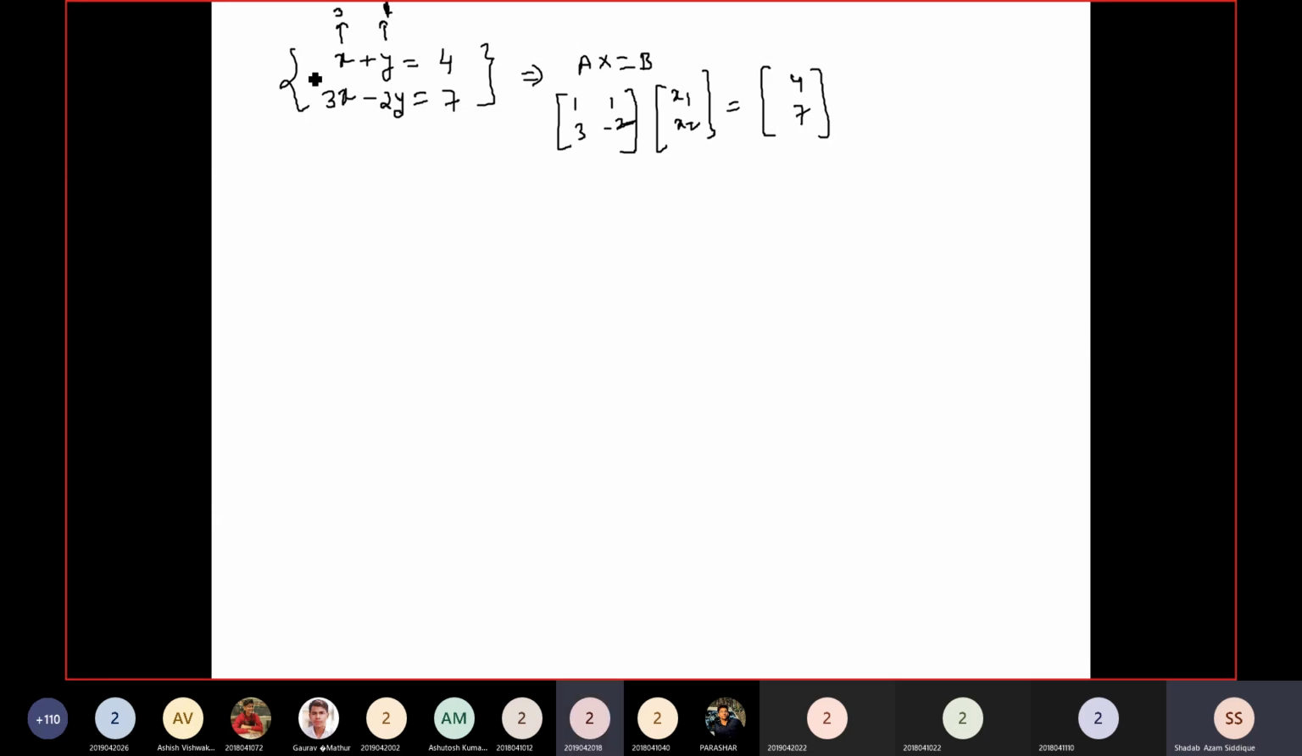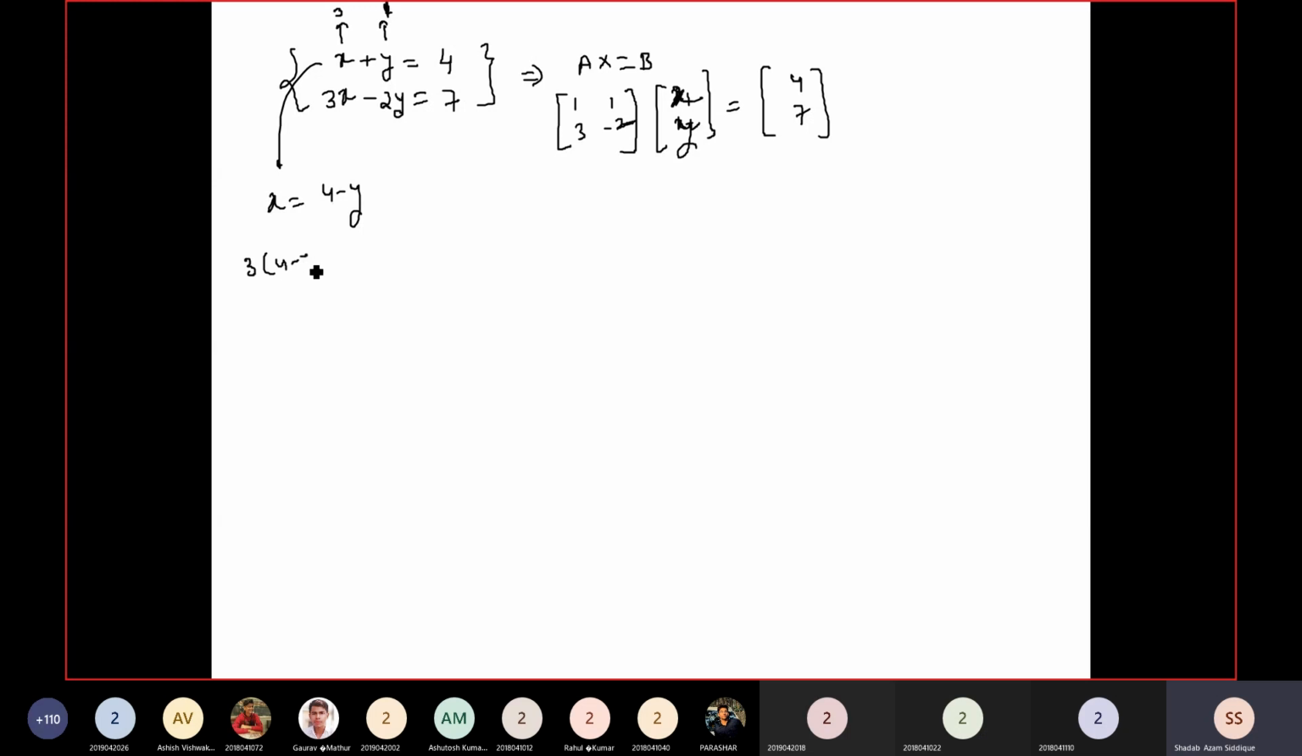Sir, using variable... oh, I'm sorry. Yes, the variables are x and y. So this is using the substitution method you can find. What is the value? x is equal to 4 minus y. You can substitute in the other equation.